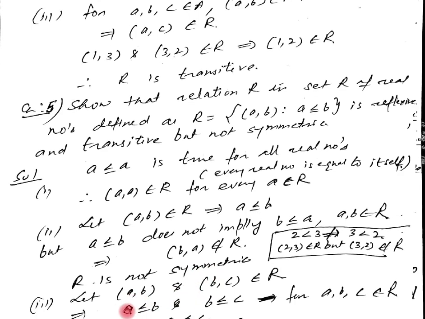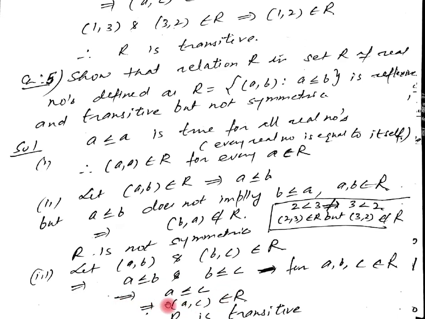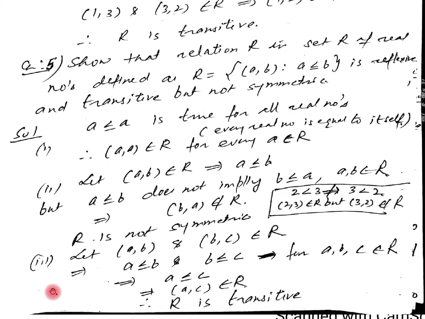Now for the transitivity, let's consider the pairs (a, b) and (b, c) belonging to R. If (a, b) and (b, c) belong to R, this implies a ≤ b and b ≤ c. Now if a ≤ b and b ≤ c, this implies a ≤ c. This implies (a, c) belongs to R. Therefore R is transitive. In this question we have to prove that this relation is reflexive and transitive but not symmetric. So we have proved it.